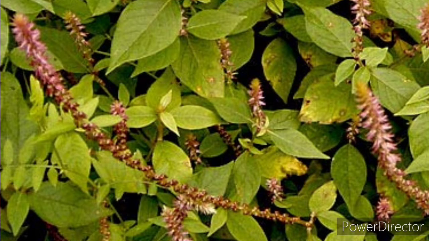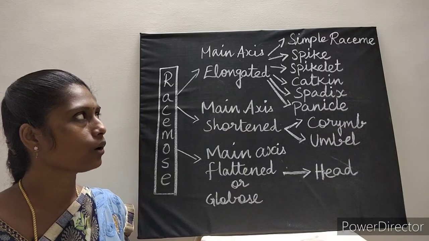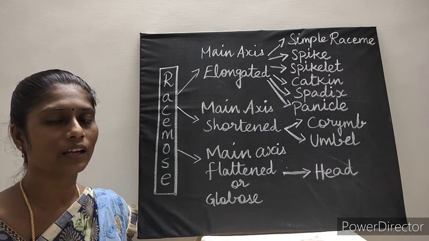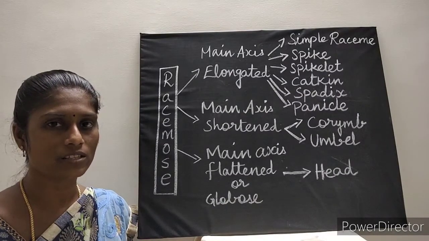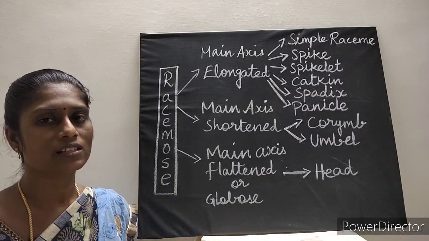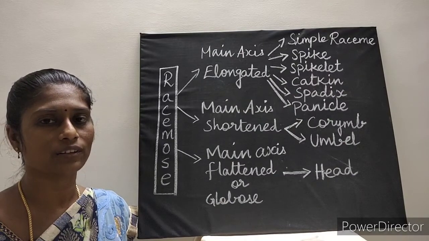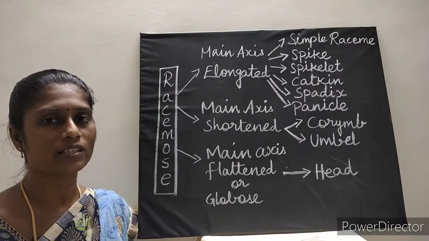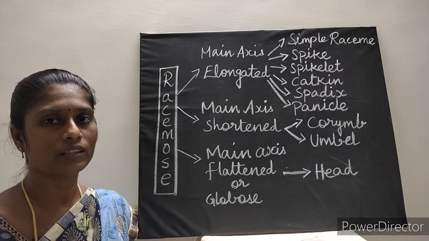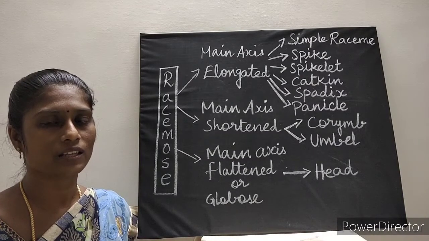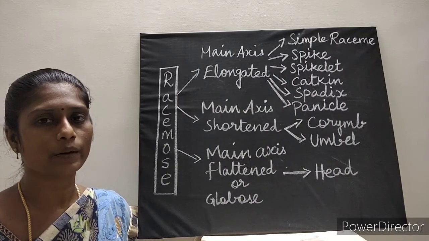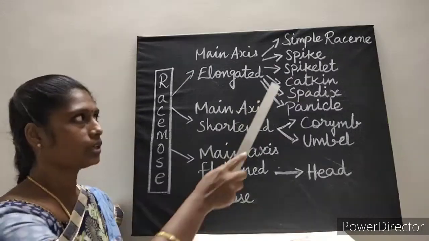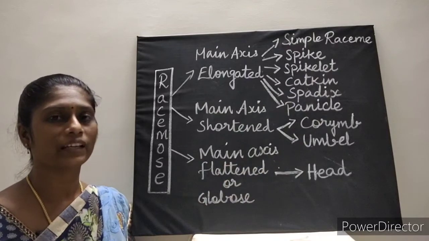Next one, spike. Spike example: Achyranthes. Achyranthes, they call it naayuruvi, isn't it. So what is spike? Here again it is unbranched. It possesses a central axis that is unbranched with sessile flowers. Sessile means there is no stalk, the flowers have no stalk. So spike has an unbranched central axis with sessile flowers. Example: Achyranthes.